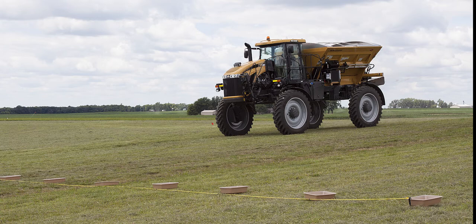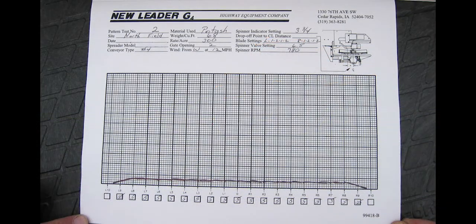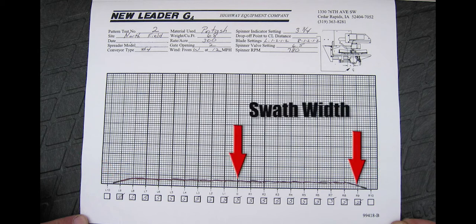Now that you have attained a desirable spread pattern, record the results on the data sheet. Then use the recorded information to determine the optimum swath width. First, locate the points on the left and right sides of the graph where the material is half the volume of the 0 foot mark, or center tube. The distance between these 2 points represents the swath width.